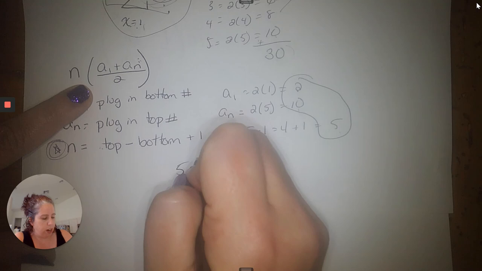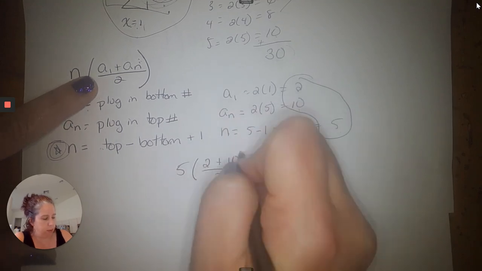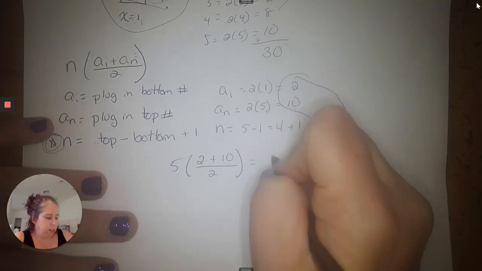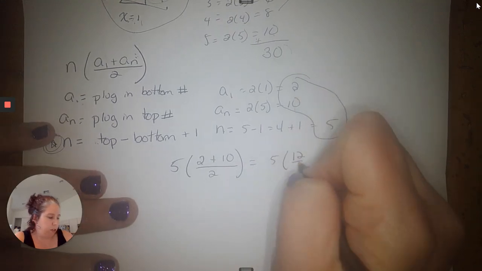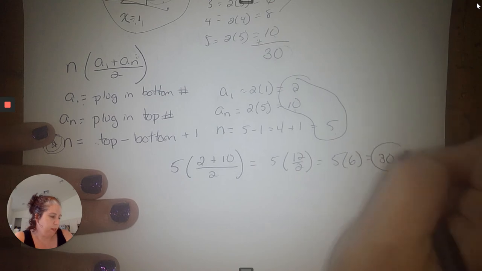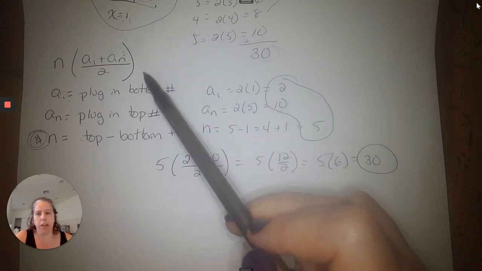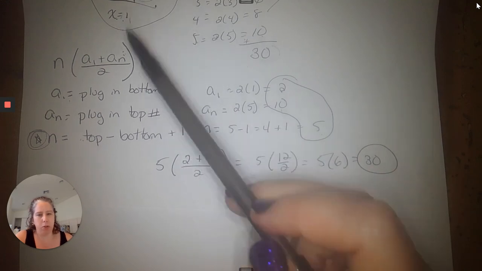So N is 5, times A1 is 2 plus AN is 10, divided by 2. Okay, so it gives me 5 times 12 over 2, which is 5 times 6, which is 30, and we get the same answer. Okay, so we're going to do them this way. The reason why we're going to do them this way is because these numbers are going to be way too big for you to plug them in one at a time. If you try to plug them in one at a time, it's going to take you all day.